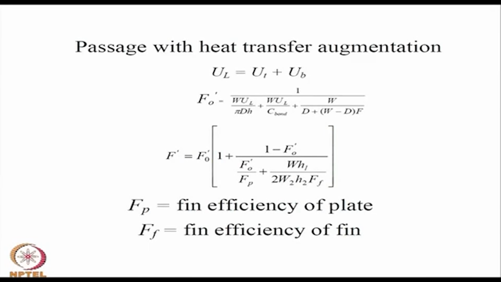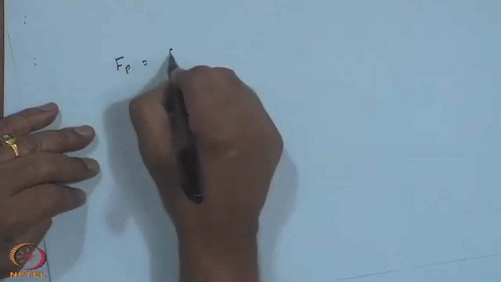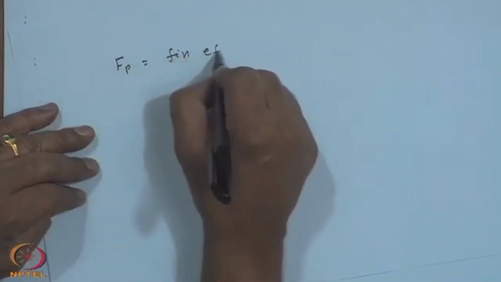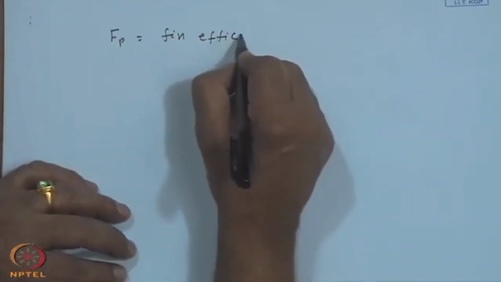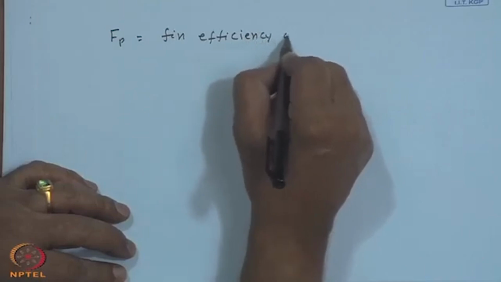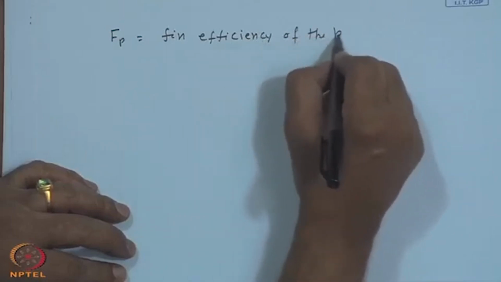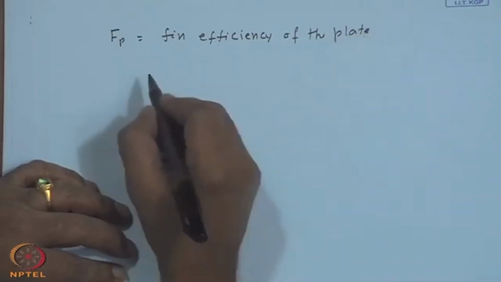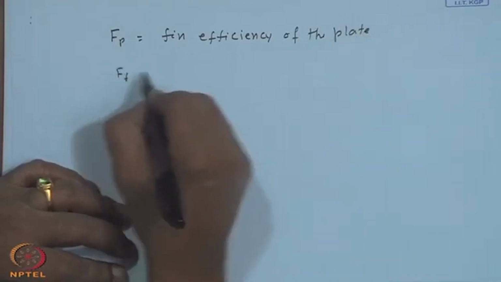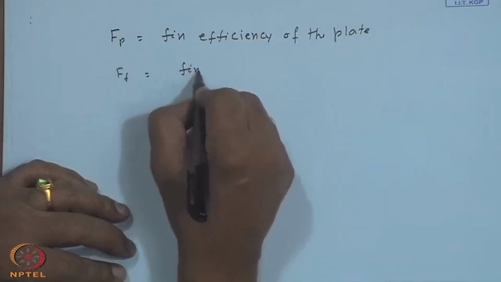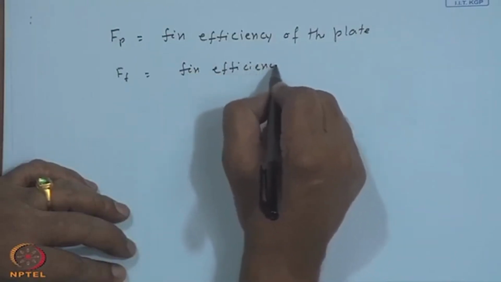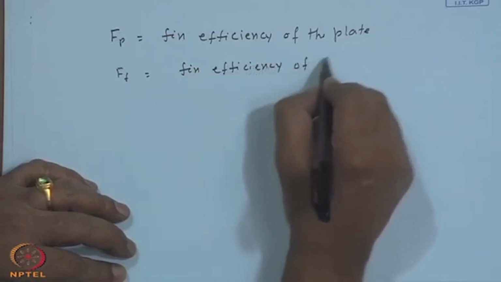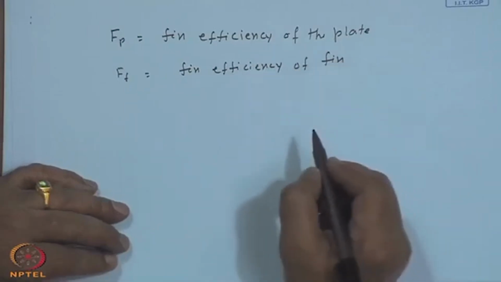And you have two fin efficiencies here, F P, the fin efficiency of the plate, and F F, the fin efficiency of the fin. It is a superfluous term, but we have no alternative. So, this is the fin efficiency of the fin.